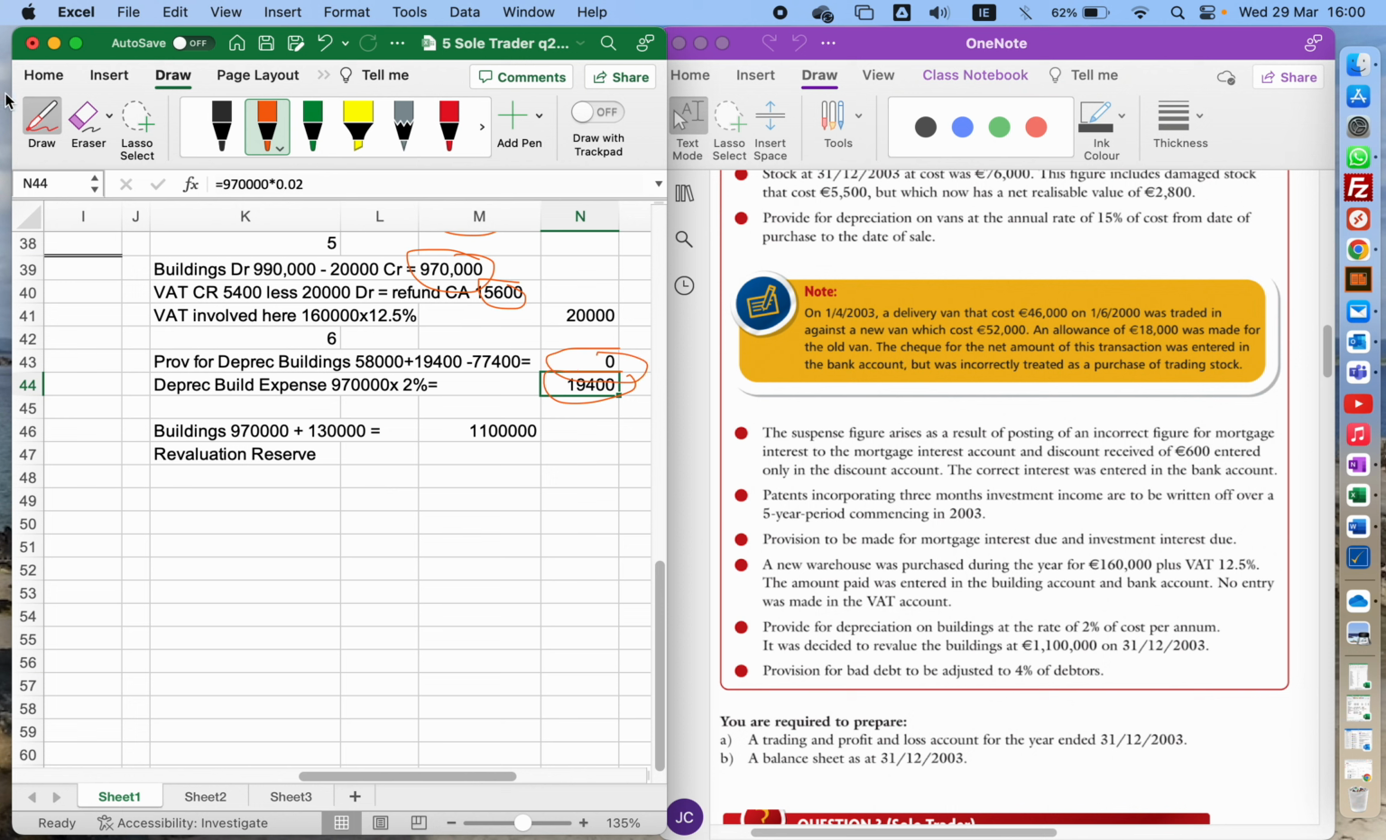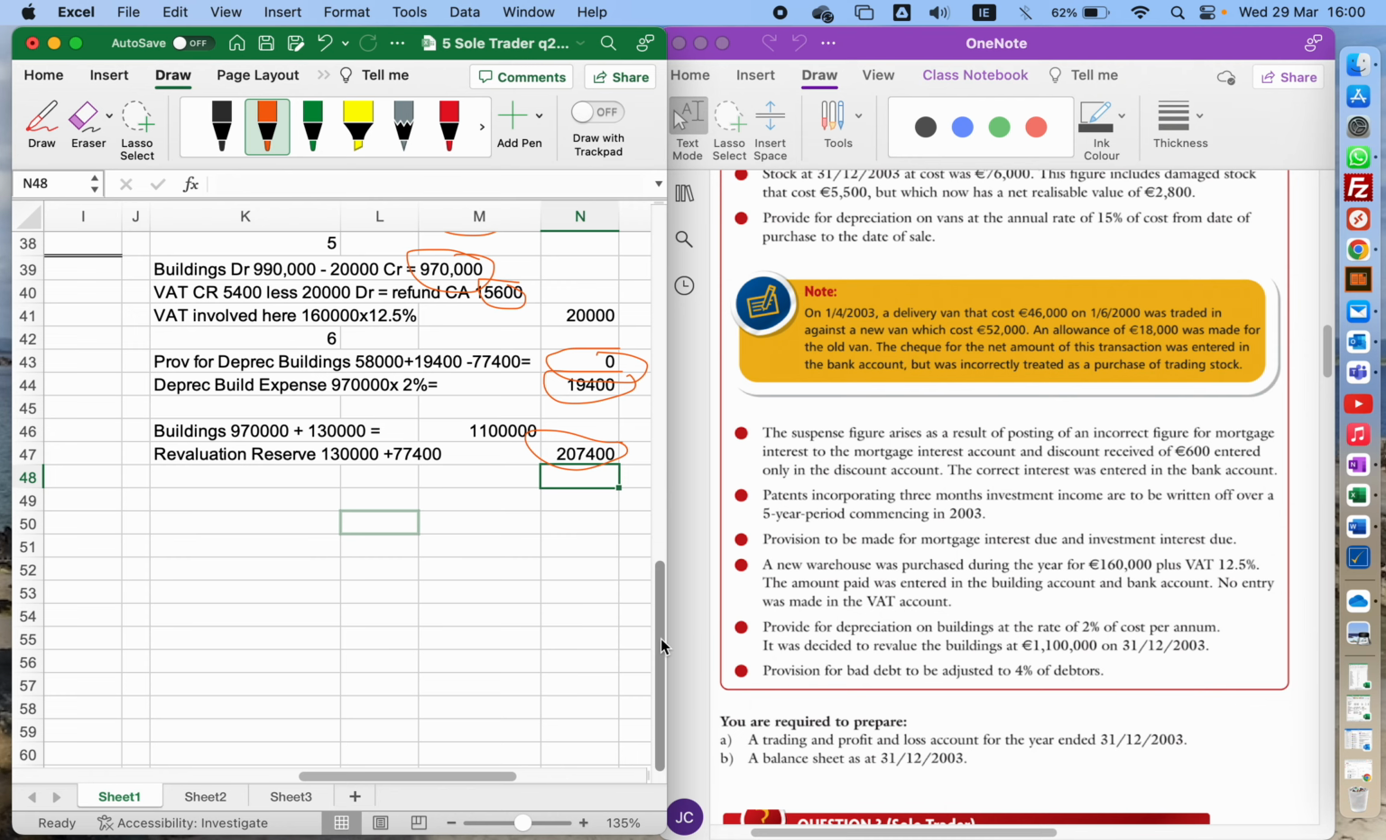My revaluation reserve is going to have the 130 that we added on, which would have been a debit entry onto our buildings account. And then on top of that, we're adding the 77,400, so when we cancelled our provision for depreciation, that figure goes into it as well. So that means our revaluation reserve is going to be 207,400. I add those two numbers together, and that figure will go into financed by in our balance sheet. Okay, so that's a little bit tricky.